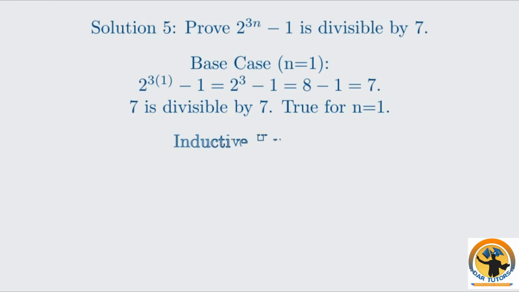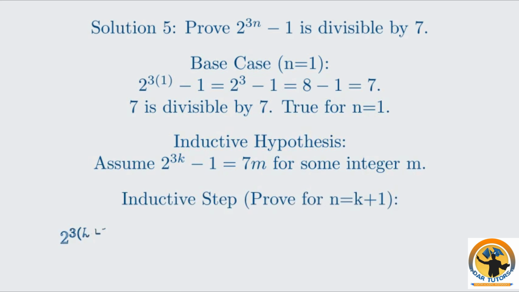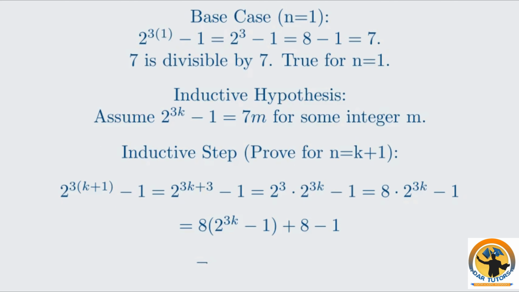Inductive hypothesis. Assume the statement is true for n equals k, that is, 2 to the 3k minus 1 equals 7m for some integer m. Inductive step. We need to prove the statement for n equals k plus 1. We start with the expression for n equals k plus 1. We can rewrite this as 8 times the quantity 2 to the 3k minus 1, plus 8 minus 1. This simplifies to 8 times our hypothesis, plus 7.